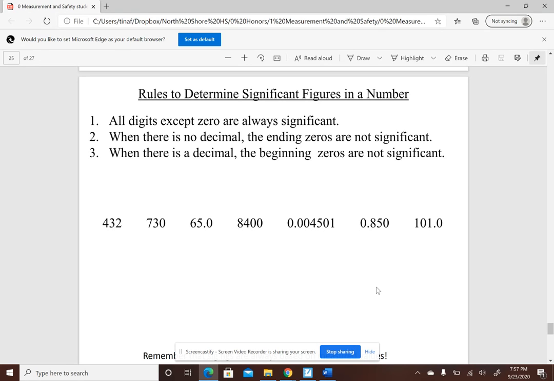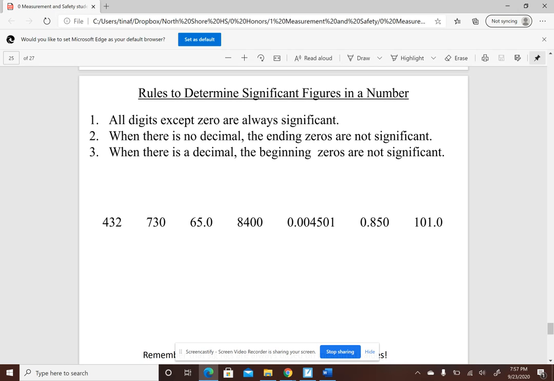So when you're looking at a number and you're trying to decide how many significant figures it has, if the number doesn't have any zeros in it, that's easy because all numbers that aren't zero are significant. So if we look at the first example, I have 432. There are no zeros in that number. So I can just go ahead and say, okay, how many numbers are there? 3. So there are 3 significant figures.